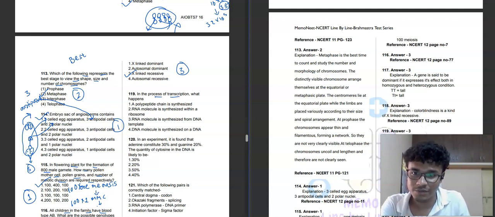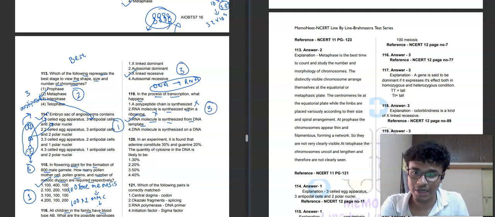In the process of transcription, what happens? So what does transcription mean? So DNA to RNA, this is the process, is transcription. So options given are polypeptide chain synthesis. Polypeptide chain is not synthesized in transcription; it is synthesized basically in translation. And the next option, RNA molecule synthesis within a ribosome, is also not the correct statement. And the next is RNA molecule synthesis from DNA template, as we can see. RNA molecule synthesis from DNA template. The third option will be our correct answer for this question.